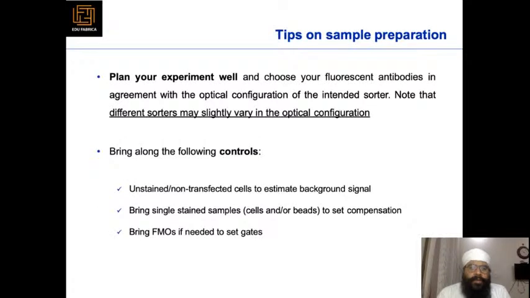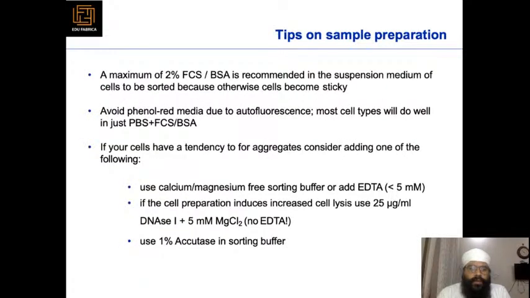So some quick tips: plan your experiments beforehand with which fluorescent antibodies you have to use, and bring along the controls. A maximum of 2% FCS or BCS is recommended, and avoid phenol red media due to autofluorescence. Most cell types will do well in just PBS and FCS. Use a calcium magnesium free sorting buffer, or add EDTA to that. If cell preparation induces increased cell lysis, use 25 microgram of DNase and 5 millimolar of magnesium chloride. Use 1% Accutase in the sorting buffer.